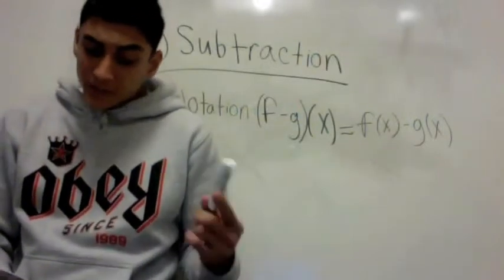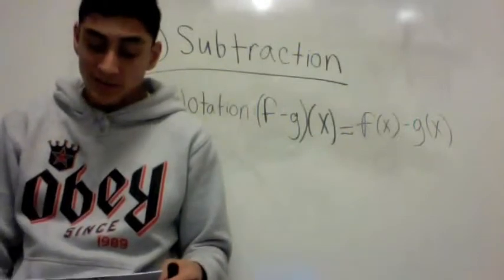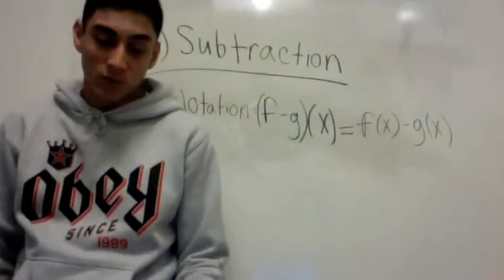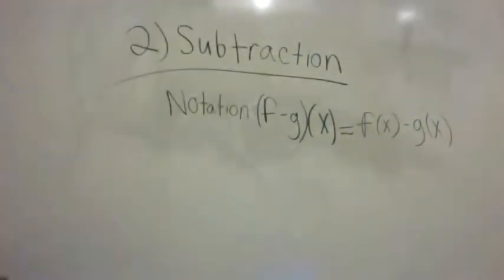For subtraction, you just have to subtract like terms and simplify if necessary. And once again, you have to put the x's in descending order. So the notation is as followed for subtraction. F minus g times x equals f of x minus g of x.